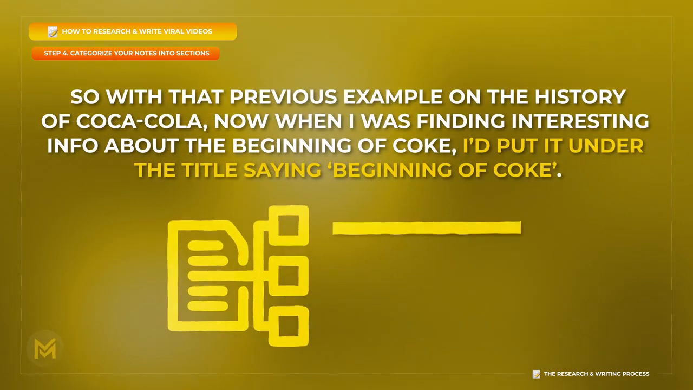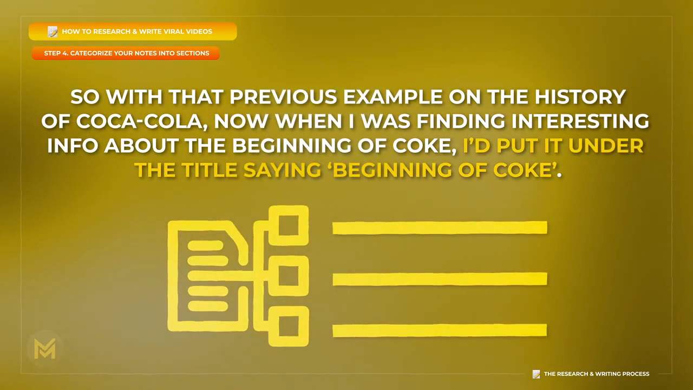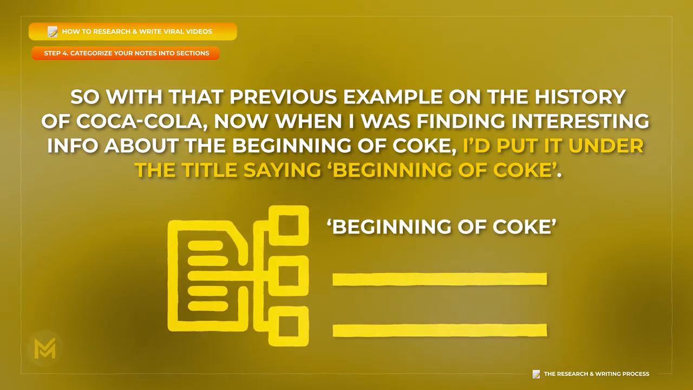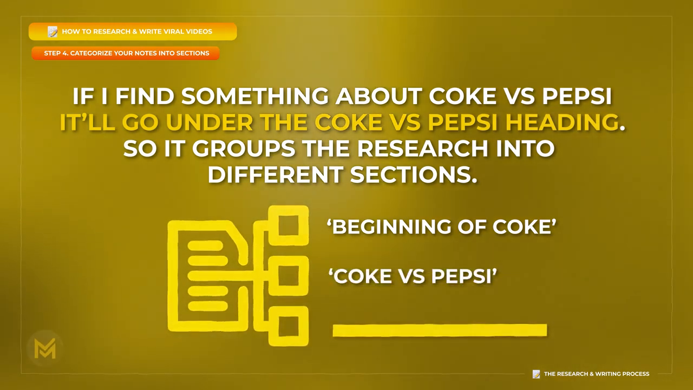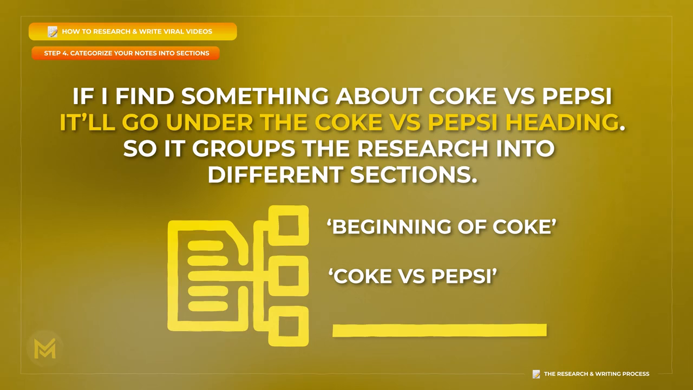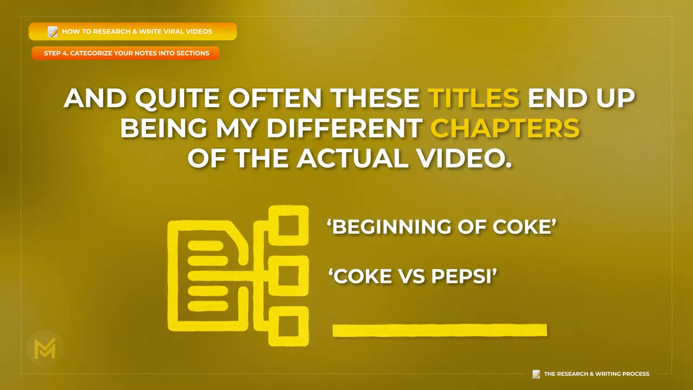So with the previous example on the history of Coca-Cola, now when I was finding interesting info about the beginning of Coke, I'd put it under a title saying beginning of Coke. If I find something about Coke vs Pepsi, it'll go under the Coke vs Pepsi heading on my document. So it basically just groups the research into different sections. And quite often these titles end up being my different chapters of the actual video.